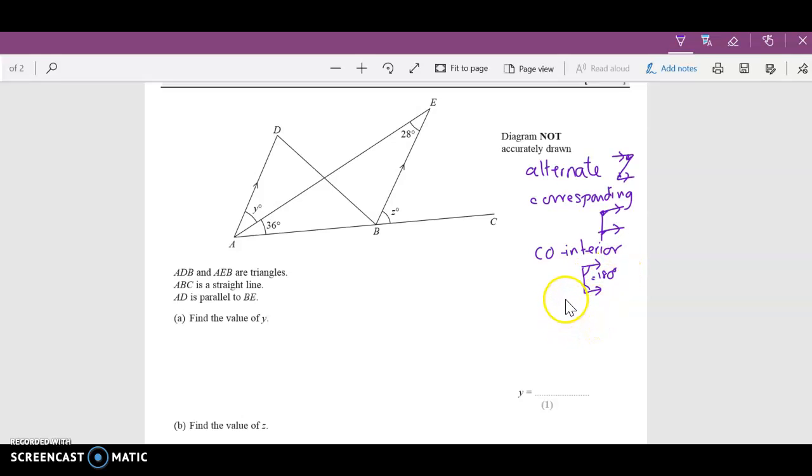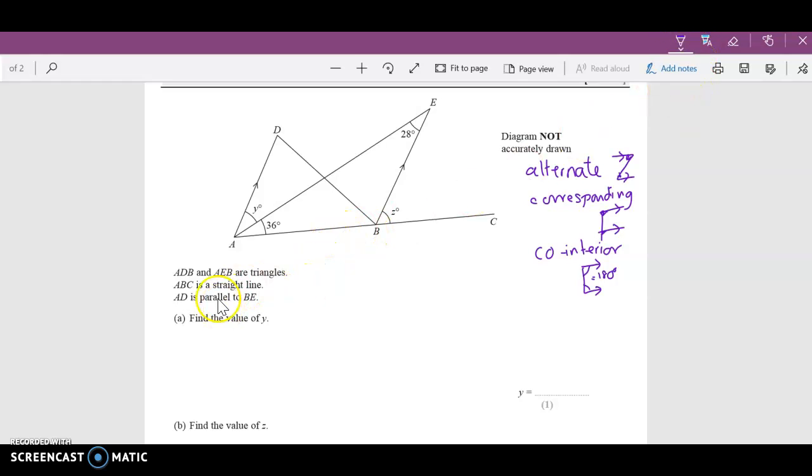You've got vertically opposite, which is where you have an X, not necessarily to do with parallel lines. You've got the straight line rule. Angles in a straight line add up to 180 degrees. Angles in a triangle add up to 180 degrees. But these are the main three parallel line ones. So you've got to look out for these and see what you can see in this question here.